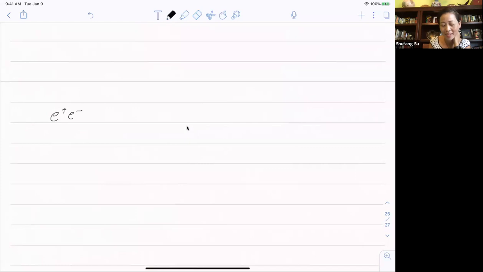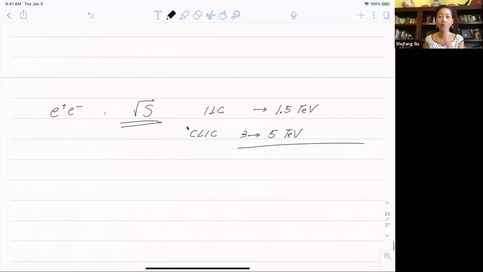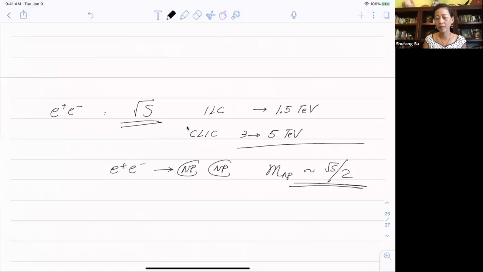The main thing about the E plus E minus colliders is that everything is so good, except its energy reach. It's limited by the square root of S because I cannot produce particles when I don't have enough energy. The best one we have so far, for example the ILC, will go all the way, if there's an upgrade, to 1.5 TeV. And the most advanced one we have is CLIC, which goes to 3 to 5 TeV, which looks extremely nice for the E plus E minus colliders. But then I cannot access particles beyond that. Most new particles are pair produced, so that's a very likely case. Say I have two new particles, and assume they're identical, then the mass of those new particles is at most square root of S over 2. I'm really limited by that, and even that is the ideal case.